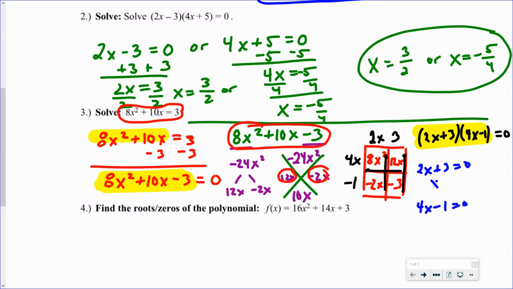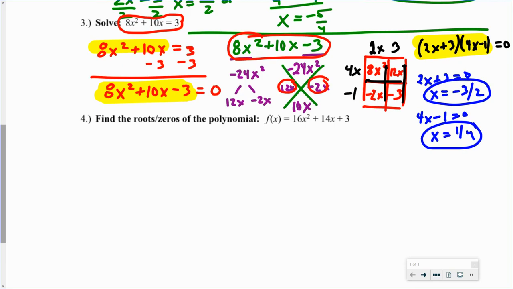So this first one, it looks like x is going to equal subtract 3 divided by 2, so negative 3 halves. Add 1 divided by 4, we get x equals 1/4. So it looks like these are our two possible solutions to that equation. So what you're seeing here is it's not all that different from what we've been doing up to this point. Now we're just taking that additional step of taking each of the factors, applying the zero product property, setting them equal to 0, and solving to find the solutions to the equation.